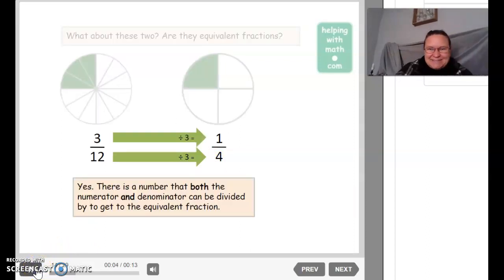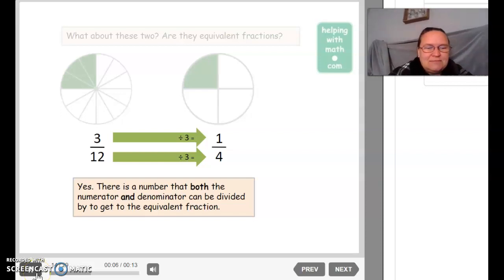Yes, there is a number that both the numerator and the denominator can be divided by to get to the equivalent fractions.